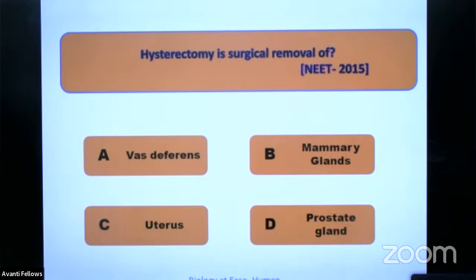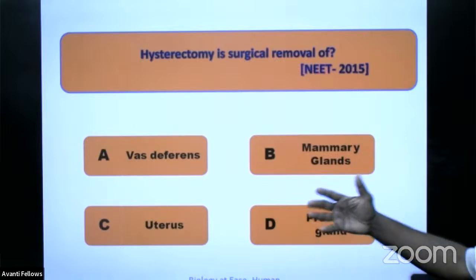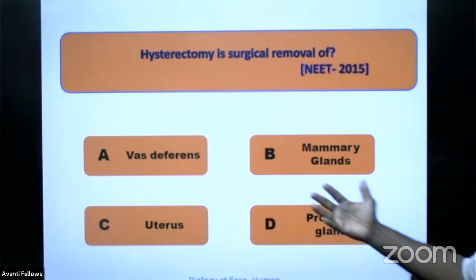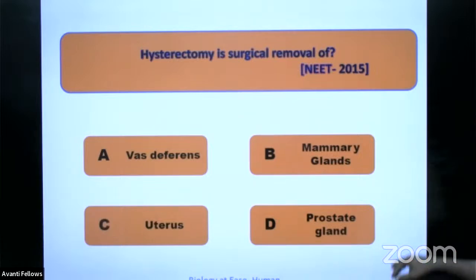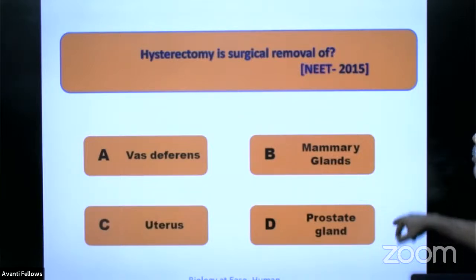Then hysterectomy is a surgical removal of what? Hysterectomy is a surgical removal of vas deferens. Option A, mammary gland. Option B, uterus. Option C, prostate gland. Option D. There are four options given. What is really a hysterectomy? Is it the removal of vas deferens, mammary glands, uterus, or prostate gland? There are four options given. Find out the correct answer and write it on your paper. Which is the correct answer? What is the hysterectomy? We'll move to another one.